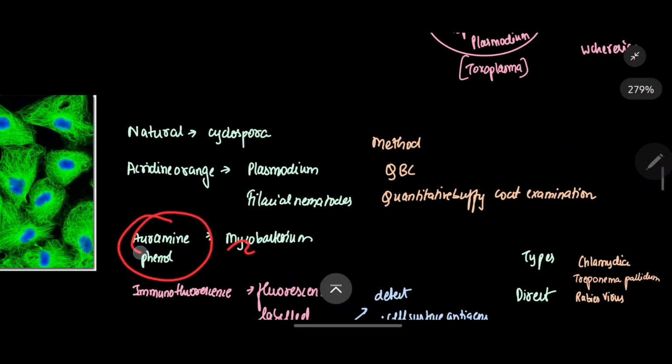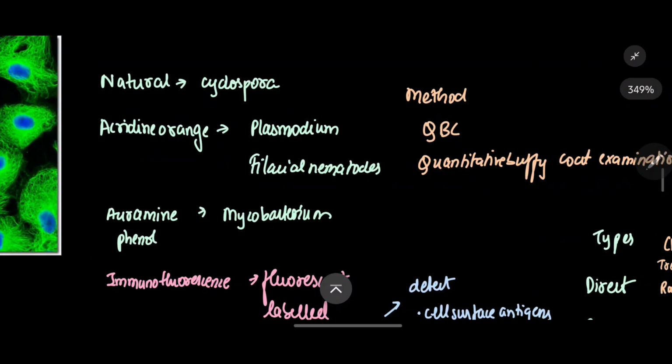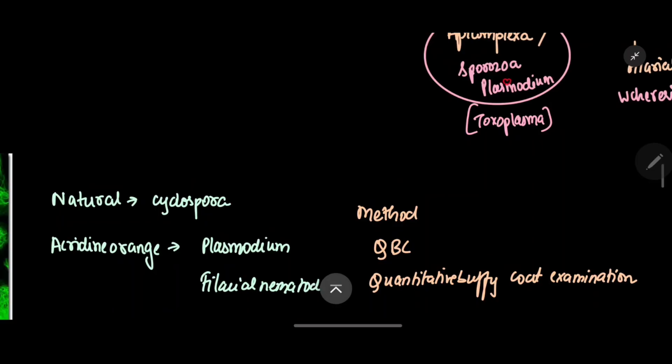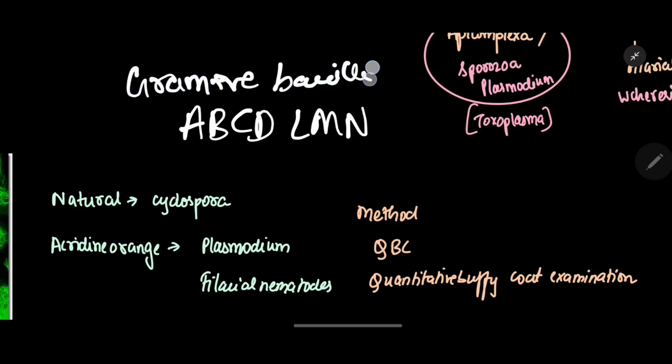Next, you have your auramine phenol, which is again a fluorescent dye, and the organisms that you can observe by using this dye are Mycobacterium tuberculosis and other tubercle bacilli. So there was a mnemonic, if you remember, A B C D L M N for the gram positive bacilli. Okay, so M being Mycobacterium.